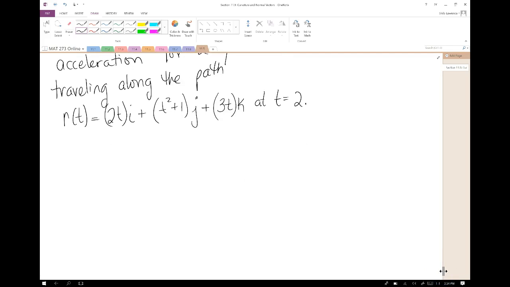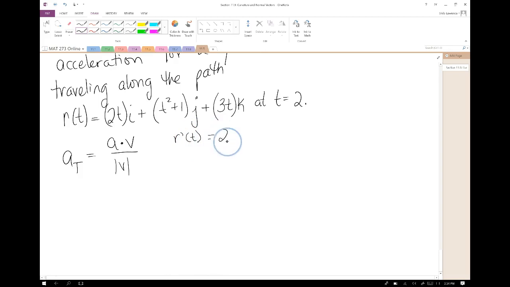We want tangential and normal components of acceleration. Well, the tangential component of acceleration is just a scalar projection of our acceleration onto our velocity vector, because the velocity vector is the tangent vector. So a sub t is acceleration dotted with velocity over magnitude of velocity. So we need to figure out velocity and acceleration, which are our first and second derivatives.